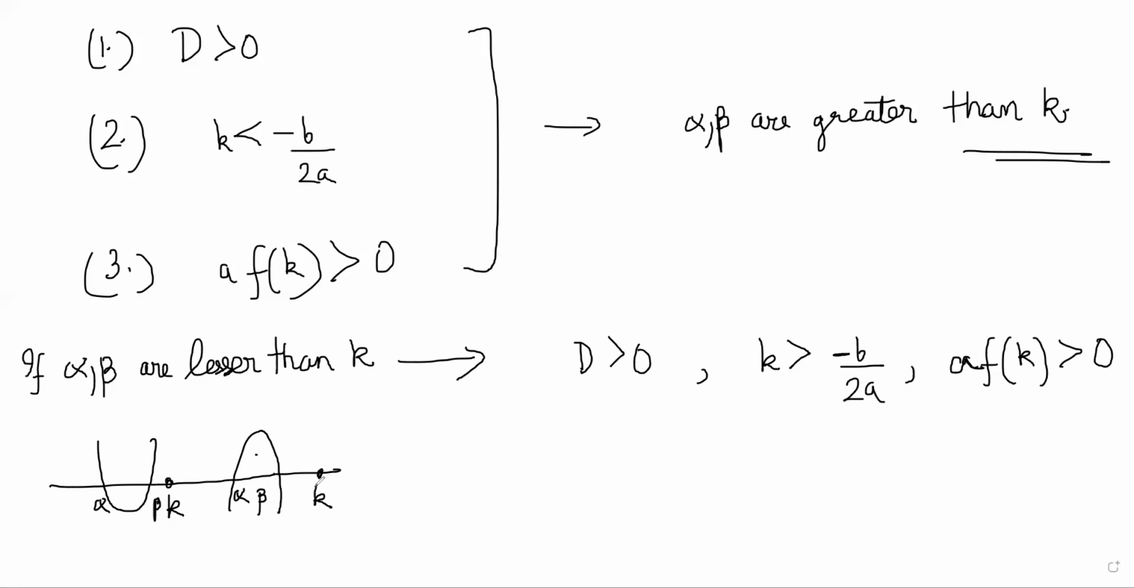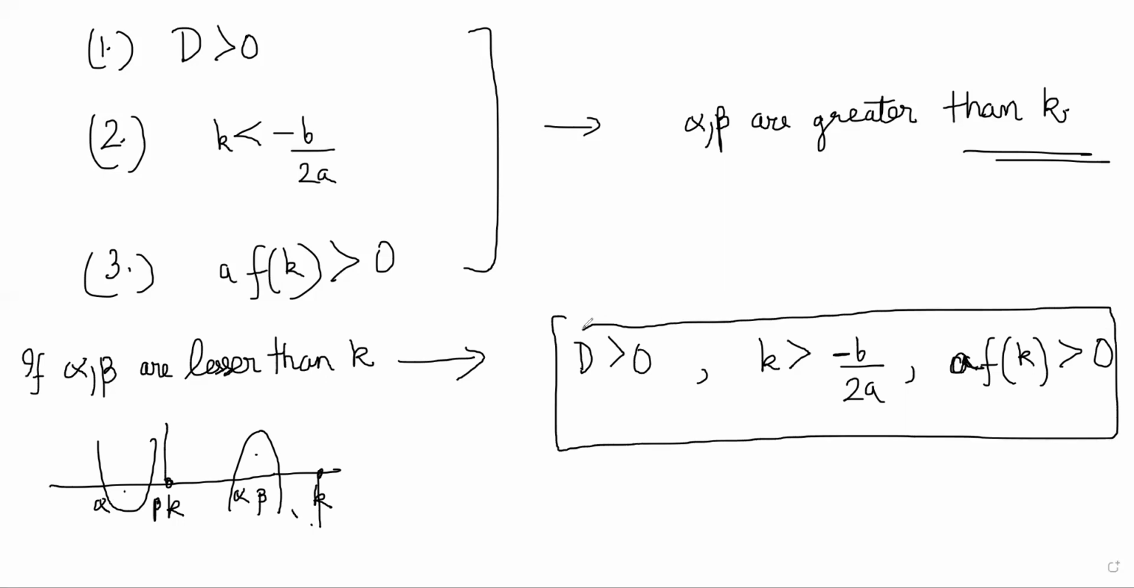Because here a is negative and f of k is negative, and here a is positive, f of k is positive. So this is the condition for alpha beta being lesser than some real number, right? So we have seen two possible cases.